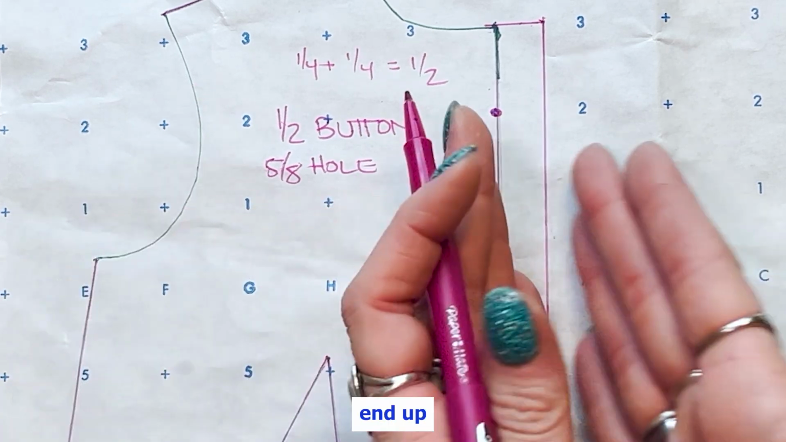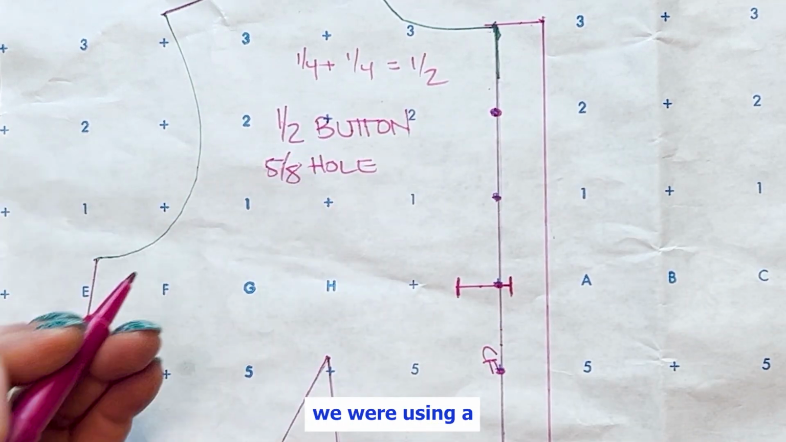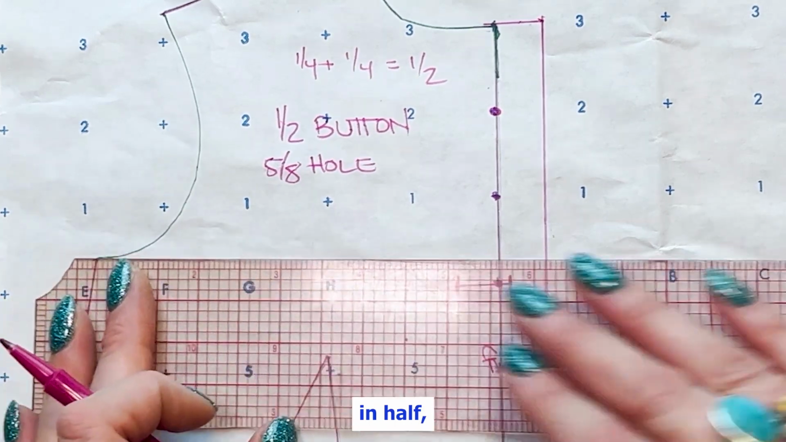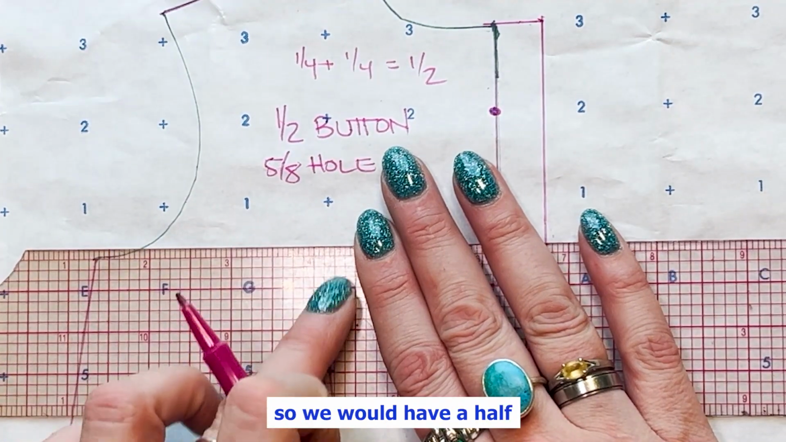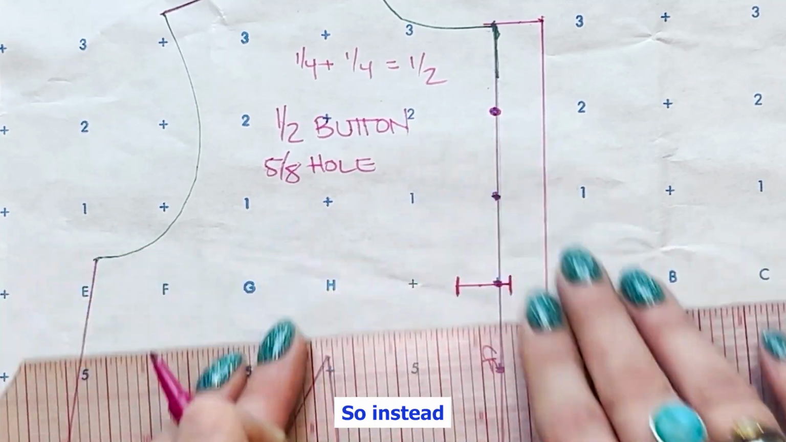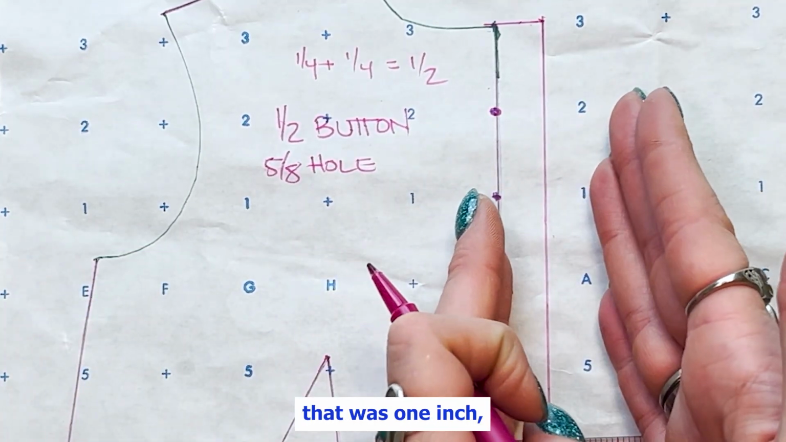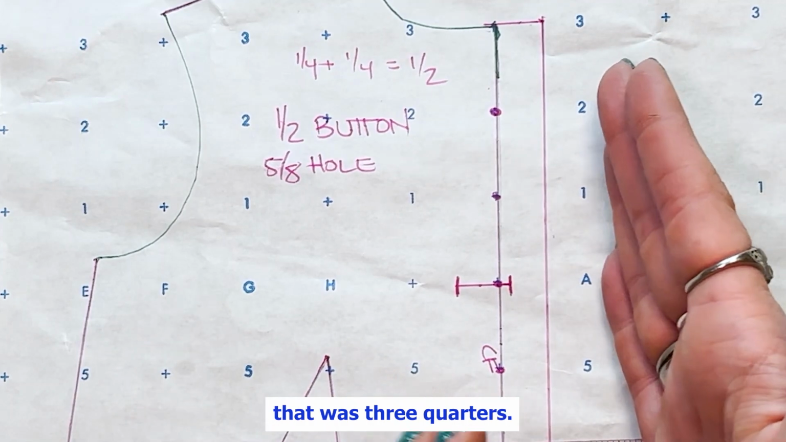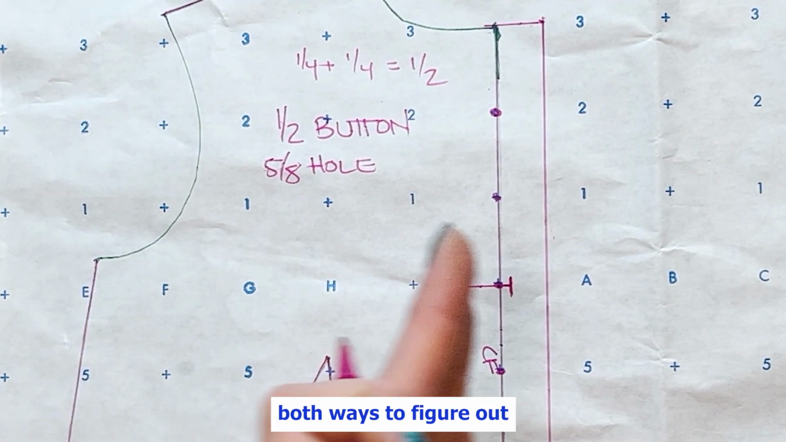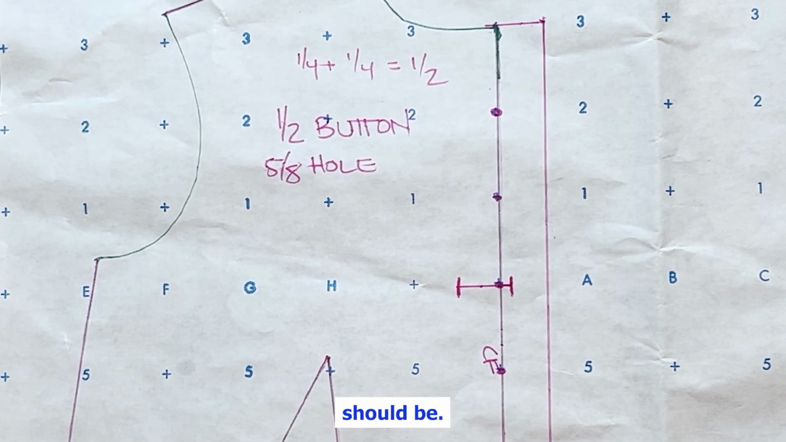So it would end up with the same thing. So let's say we were using a 1-inch button, we could divide it in half. So we would have a 1/2 inch plus a quarter would be 3/4 of an inch. So instead of having an extension that was 1 inch, we could just have an extension that was 3/4. So that's why I'm sharing with you both ways to figure out how big this extension should be.